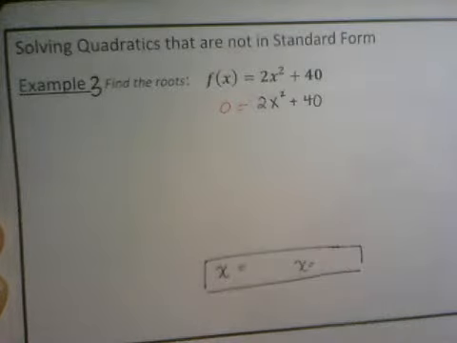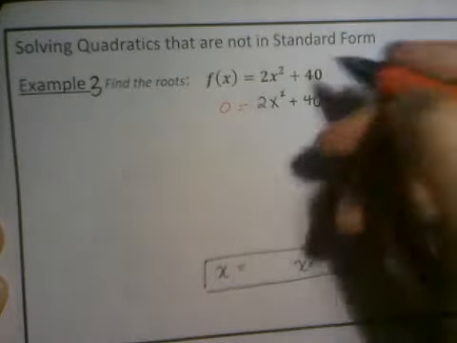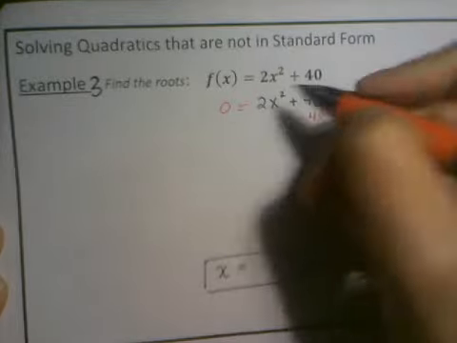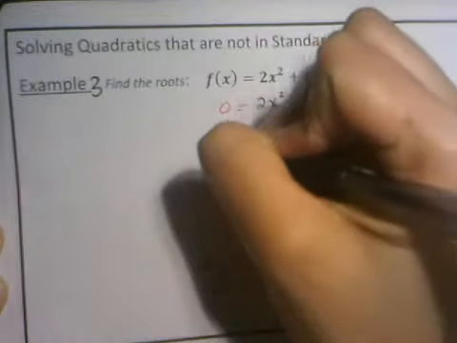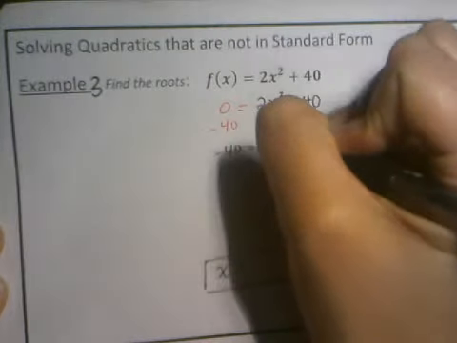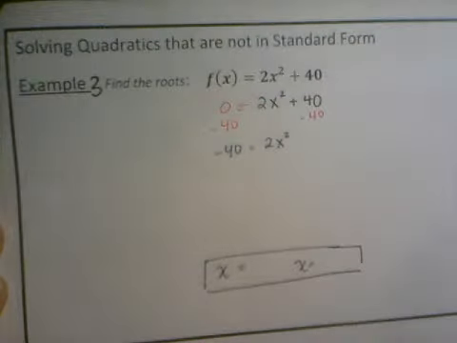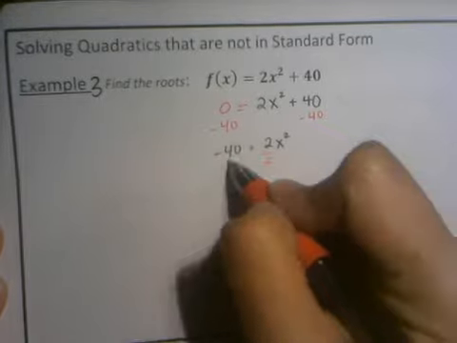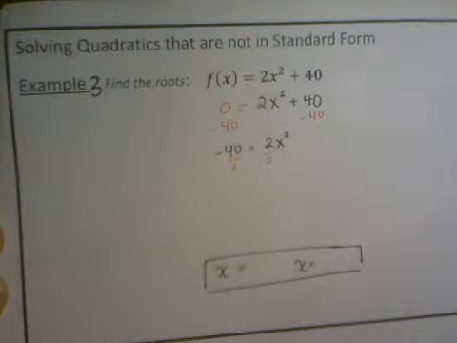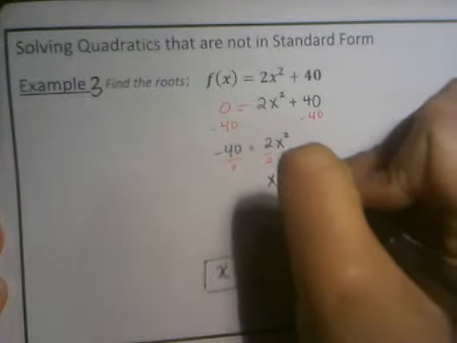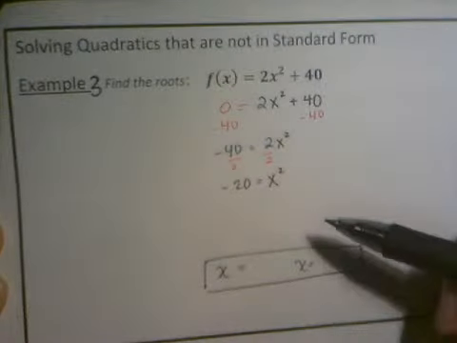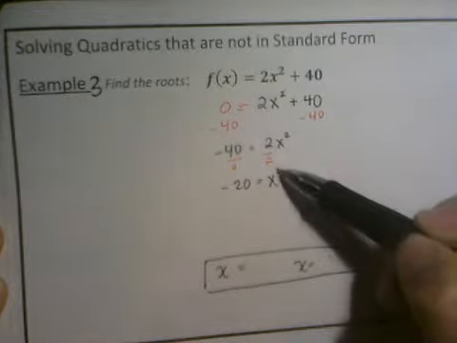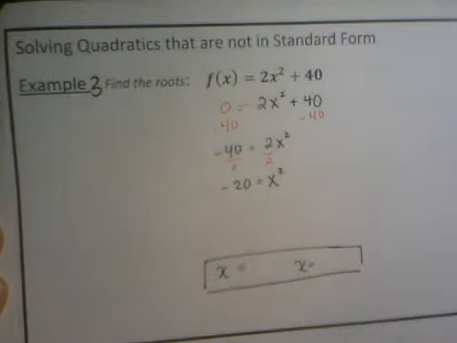So let's handle the easy things first. It's easy to get rid of the 2 and the 40. We can just subtract 40. And then we can divide by 2. And now I've got x squared equals negative 20, which is really close to what my answer should look like if I could just get rid of that square. And the good news is that you can.